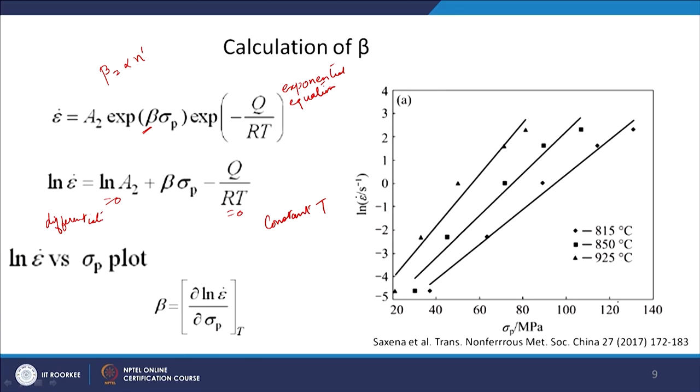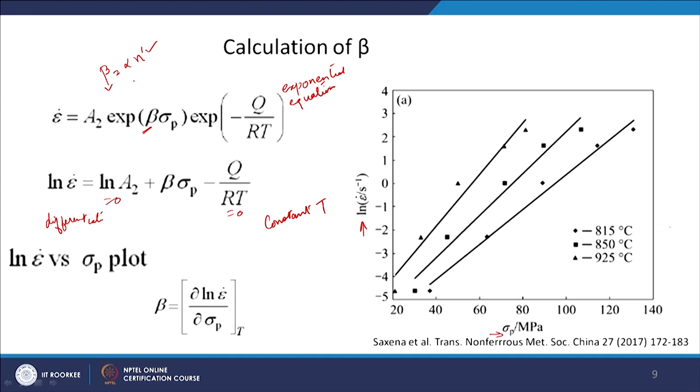So what we have plotted now is sigma p on the x axis and ln epsilon dot on the y axis. Again you can see you have got some straight lines, a straight line fit at three different temperatures for different strain rates, and from the slope of this you will be able to get beta. Now we will do the calculation of n. You can see that I have got the alpha parameter here because I know beta and I know n prime. So alpha will be simply equal to beta upon n prime. Alpha is automatically calculated once I know these two parameters, beta and n prime.